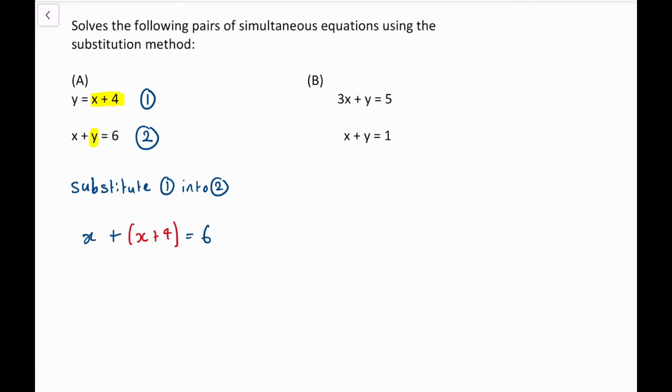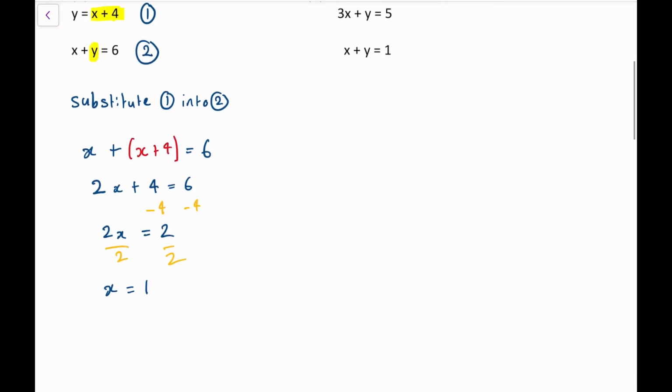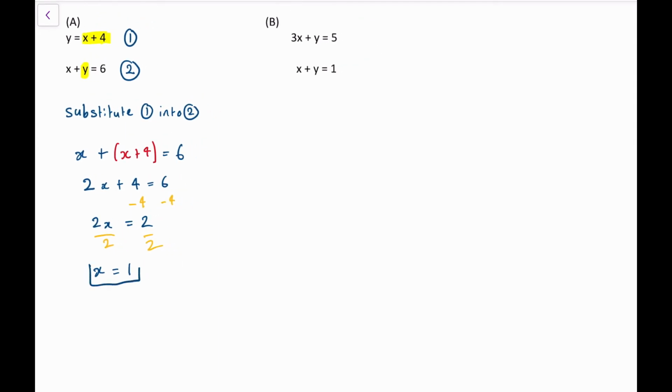So, simplifying this, I'm going to have 2x plus 4 is equal to 6. I'm going to subtract 4 from both sides, so I'll have 2x is equal to 2, dividing each by 2, and I'll get an x value of 1. Now that's my x coordinate of the point of intersection. Now I also need a y coordinate for my point of intersection. It's important that you highlight this, the x equals 1, because you will need to refer back to it.